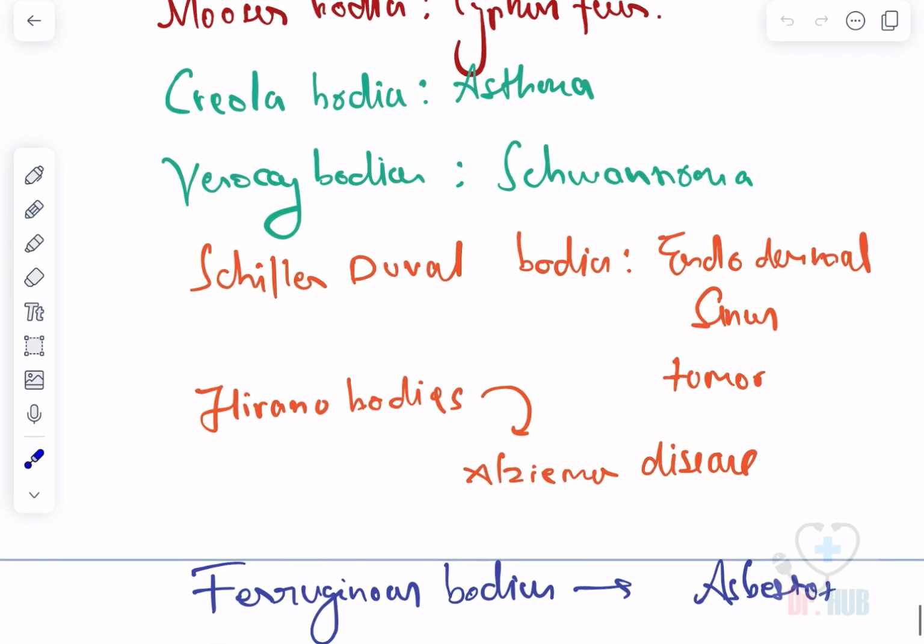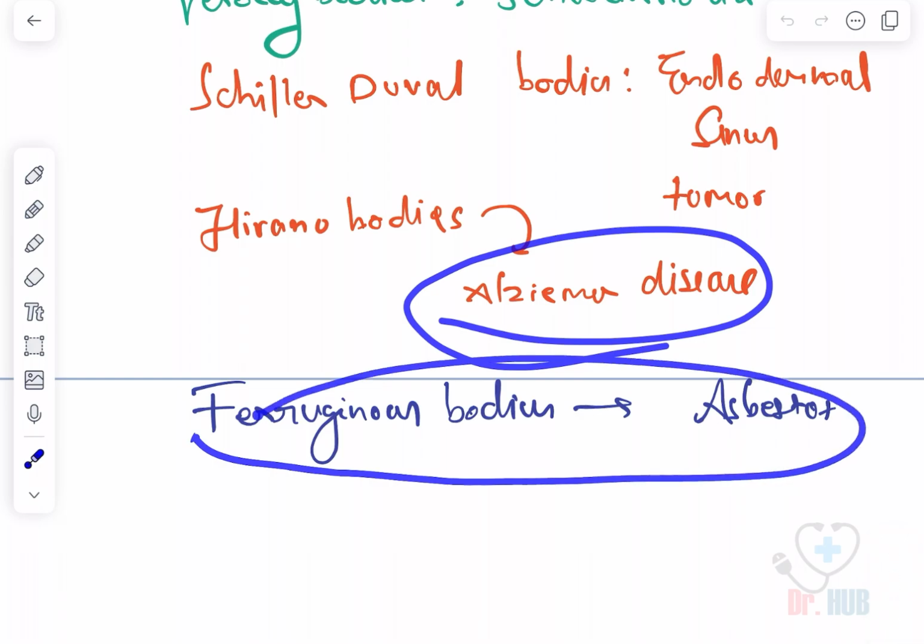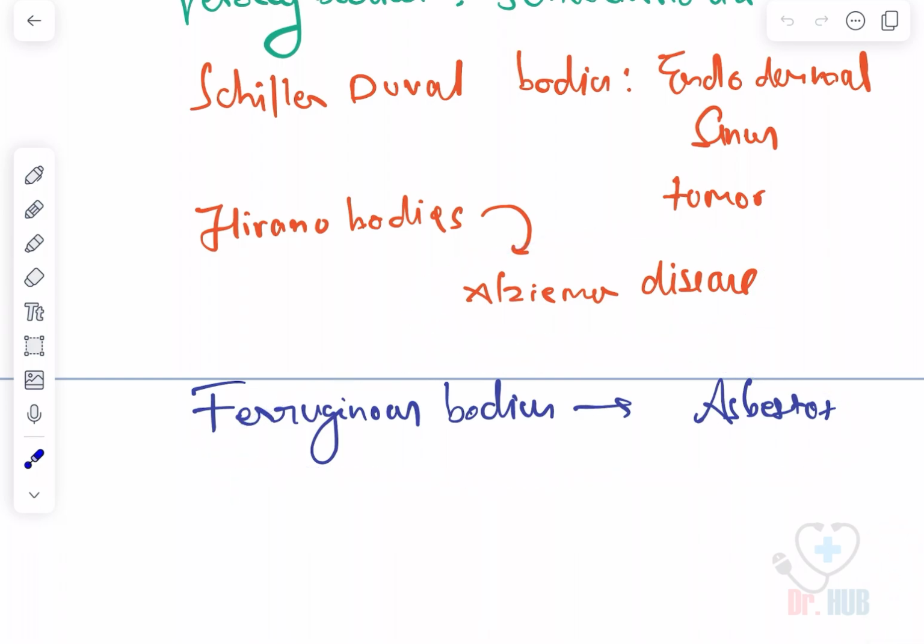Then comes the Hirano bodies. Hirano bodies are seen in case of Alzheimer's disease. Then the ferruginous bodies. The ferruginous bodies are present in case of asbestos.